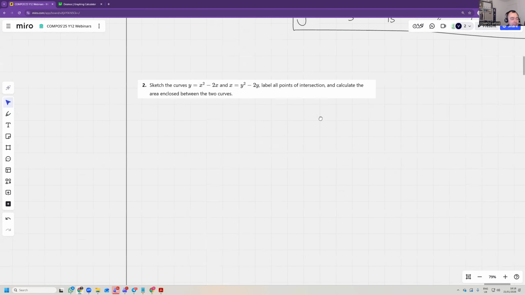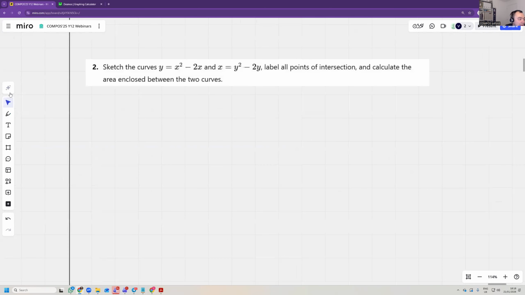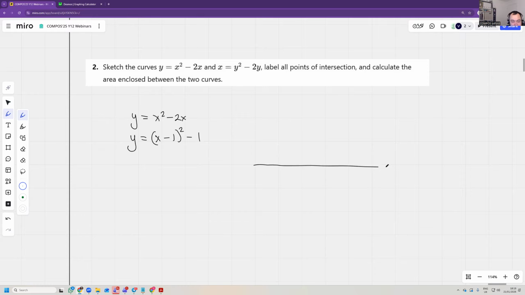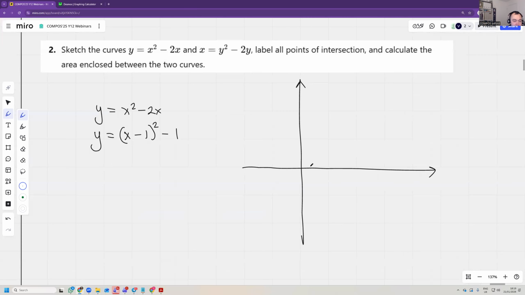Right, moving on. Sketch the curves y equals x squared minus 2x. The easiest way to sketch quadratic curves is by completing the square. So I'm going to write it as a completed square. And this is x minus 1 squared minus 1. And we can straight away sketch that. So this is a standard parabola shifted by 1 square to the right and 1 square down.